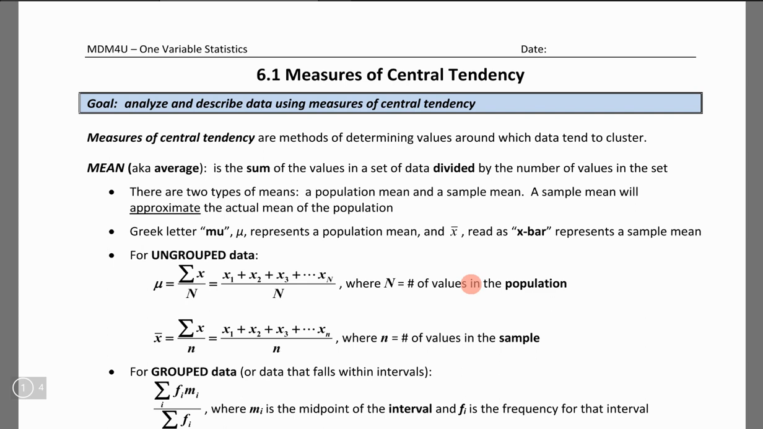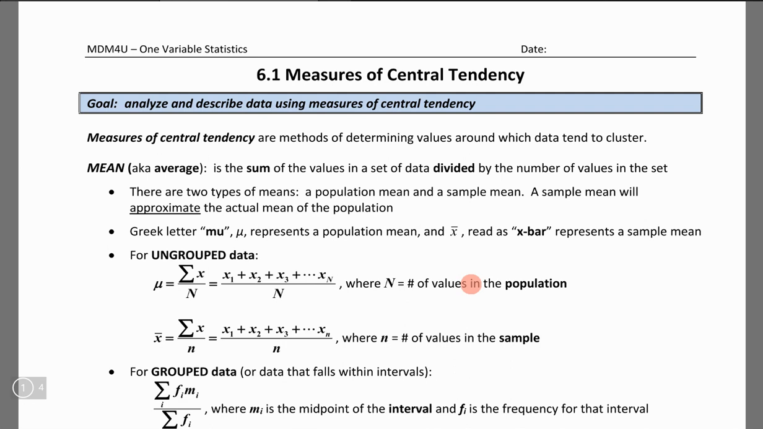6.1 Measures of Central Tendency. So we're going to review a few of these measures of central tendency, and a lot of these you've seen maybe in the past from elementary school, but now they're a little bit more complex when we talk about these same concepts in this course.